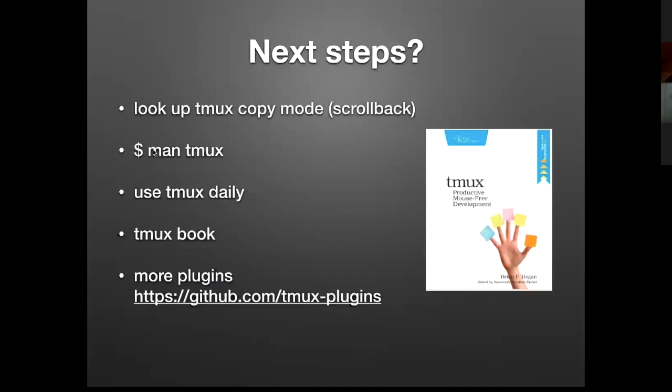Next up, the tmux documentation in the man page is awesome. Whenever you want to look up something, definitely read up on man tmux, or search or grep it, whatever. Then, just use tmux daily. If you're a new user, you want to get accustomed to it, so what better way than to use it daily. If you're into books, there are two books now, I believe. One that I read is the one on the slide, tmux for productive mouse-free development. It's a really good book. I wholeheartedly recommend it. Lastly, when you get a grasp of tmux, you want to activate some of its advanced features. You might want to check out tmux plugins, which can be found on the tmux-plugins GitHub organization.